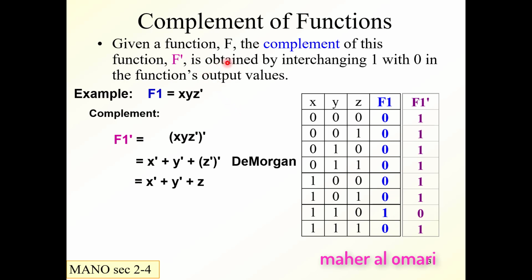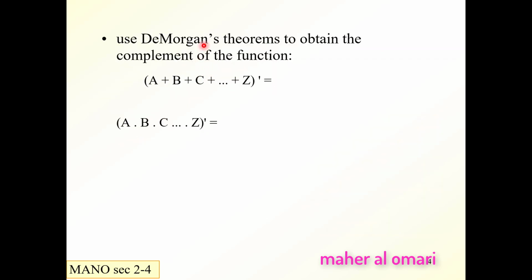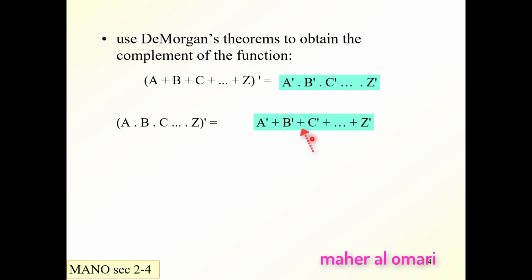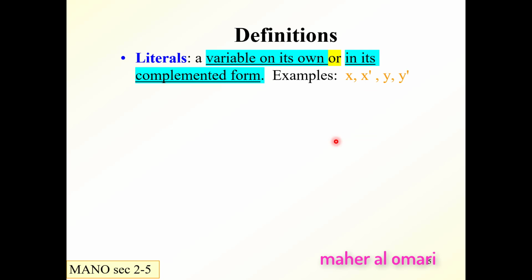So given a function f, the complement of this function, which is f bar, is obtained by interchanging the 1s with 0s in the function's output values. In general, we use Morgan's theorem to obtain the complement. If we have a function like this, what is the complement of this function? It is A bar ANDed with this, OR is converted into an AND. B bar, C bar, and so on. If the function is given as this, the complement of the function will be A bar or B bar or C bar, and so on.